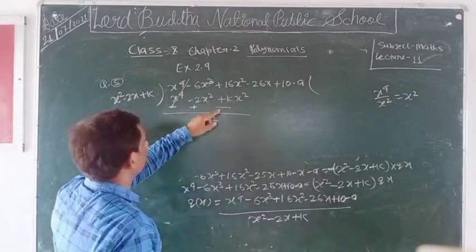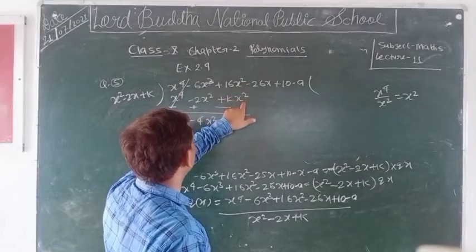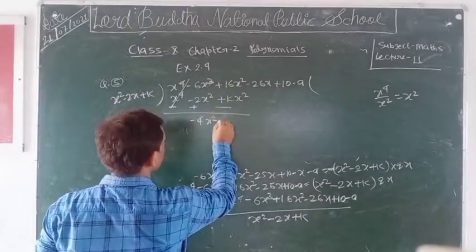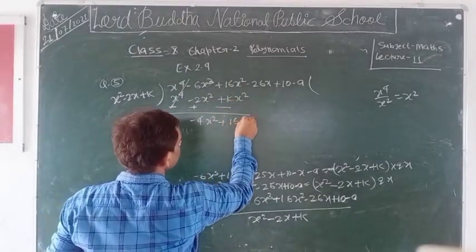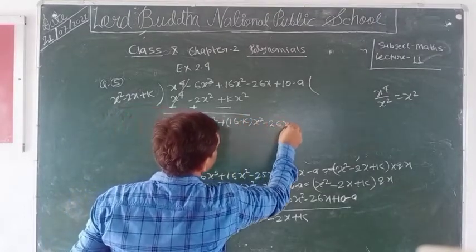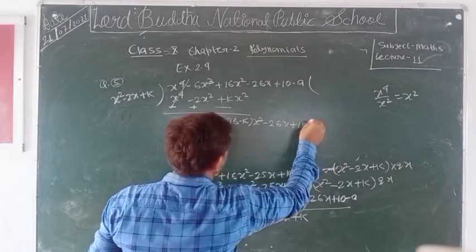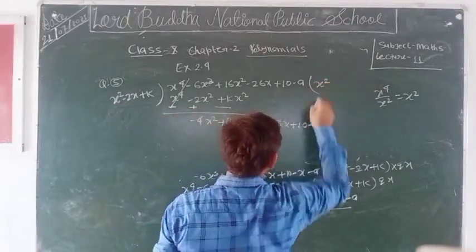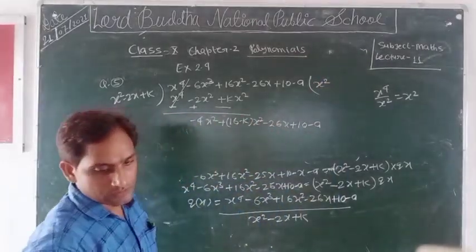Here x square is common, 16 minus k x square minus 26x plus 10 minus a. Now see the next step.